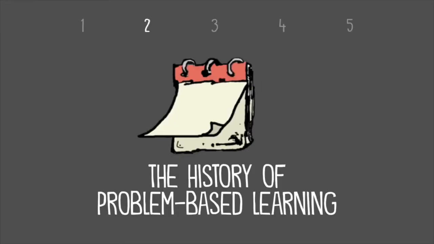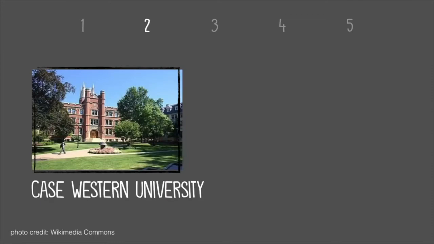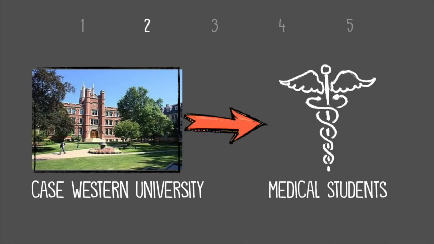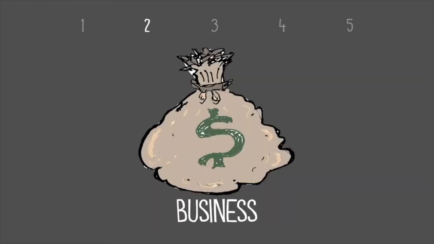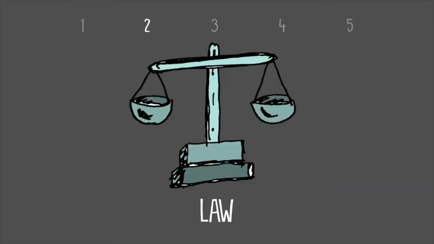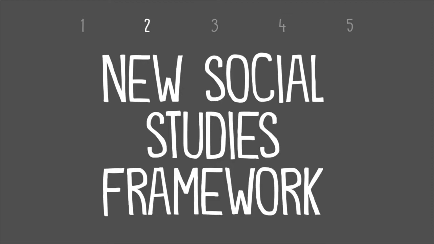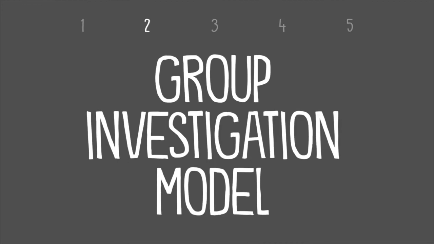Number 2, the history of problem-based learning. Problem-based learning began at Case Western University in the 1950s, although it wasn't called that at the time. The goal was to provide real-world problems for medical students to solve. It soon spread to other medical schools and eventually made its way into business, law, engineering, and education. By the 1960s, you could find elements of problem-based learning within the new social studies framework of Massialas and Cox, as well as Herbert Thelen's group investigation model.